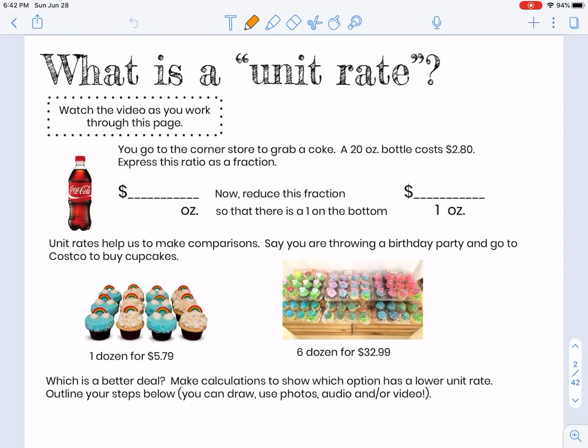Okay, so this is our introduction into motion. And we want to start by thinking about what does it mean for something to be a unit rate. Okay, so your example is you go to the corner store to grab a Coke. A 20-ounce bottle costs $2.80. Express this ratio as a fraction.